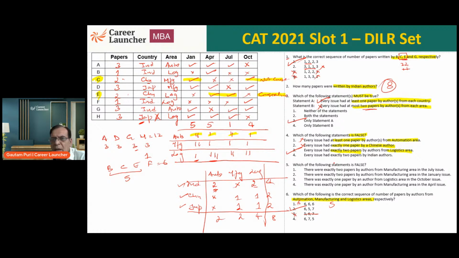Okay. Should we check for choice 4? No, I will not check. तुम लोग खुद कर लेना. Answer मिल गया ना, तो I'm not going to waste my time on the next one. But yes, if you want, you can do it.